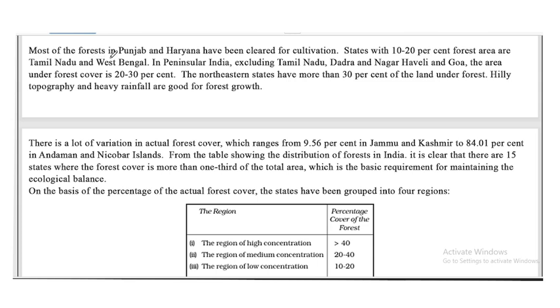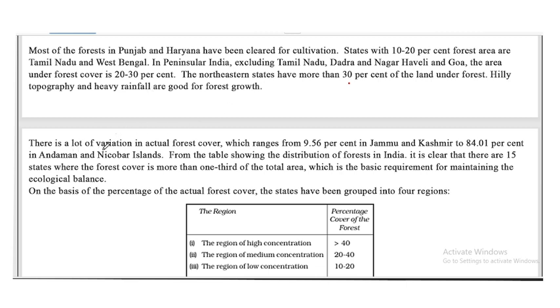Most of the forests in Punjab and Haryana have been cleared for cultivation. States with 10 to 20% of forest area are Tamil Nadu and West Bengal. In Peninsular India, excluding Tamil Nadu, Dadra and Nagar Haveli and Goa, the area under forest cover is 20-30%. The northeastern states have more than 30% of the land under forest. Hilly topography and heavy rainfall are good for forest cover.